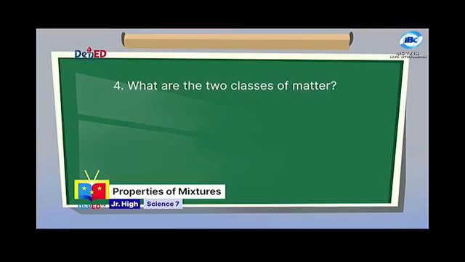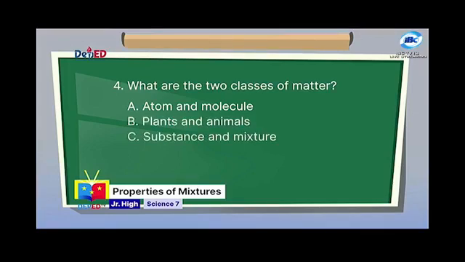Number 4. What are the two classes of matter? A. Atom and molecule. B. Plants and animals. C. Substance and mixture. D. Elements and compounds. Matter has two classes, and these are substance and mixture. The answer for question number 4 is the letter C.